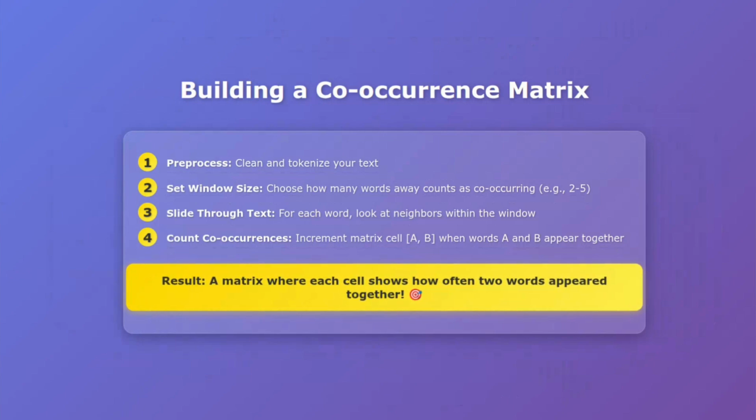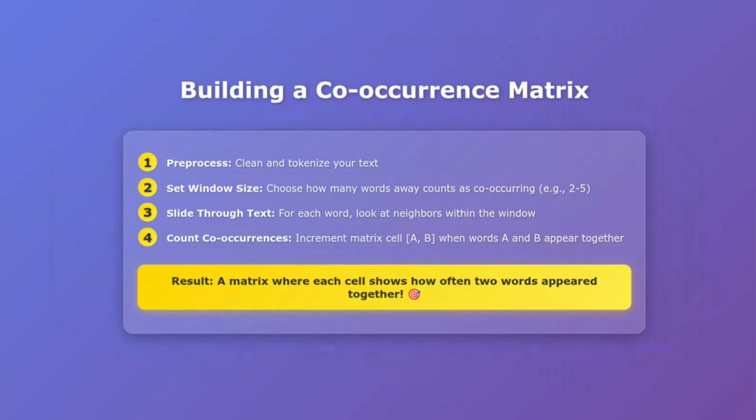Step 3. Slide through the text. For each word, look at its neighbors within the window. Step 4. Count those co-occurrences. Every time word A and word B appear together within the window, increment the cell in your matrix at position A, B. The result is a matrix where each cell tells you how often 2 words appeared together.